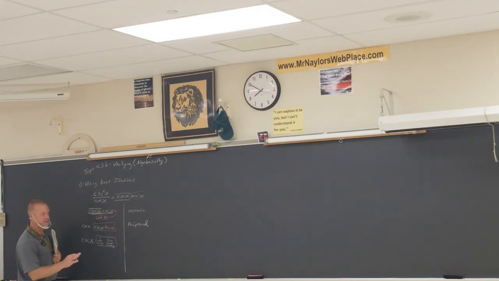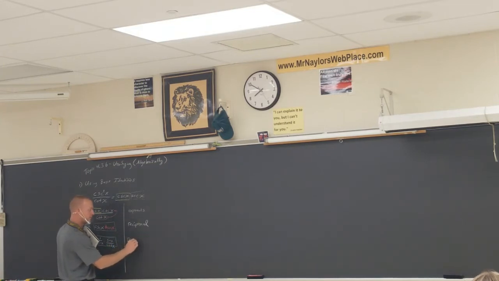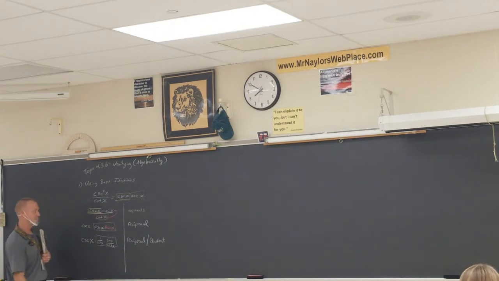But you got to give a little reason. And I actually did 2 things here, which is fine. I'm showing you guys what you're going to be allowed to do. One of those was a reciprocal identity, and one of them was a quotient identity. So again, I'm being specific. The reciprocal identity was the 1 over sine. The quotient identity was sine over cosine.